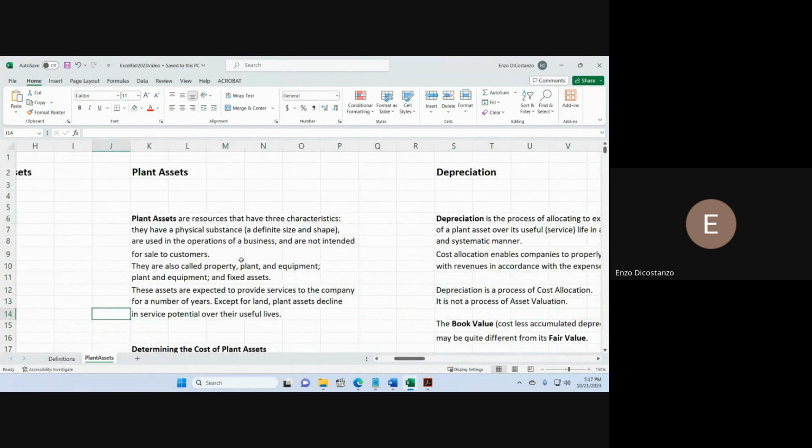Plant assets are resources that have three characteristics. They have a definite size and shape, like a store or a table. They're used in the operation of a business. You walk into McDonald's, right?